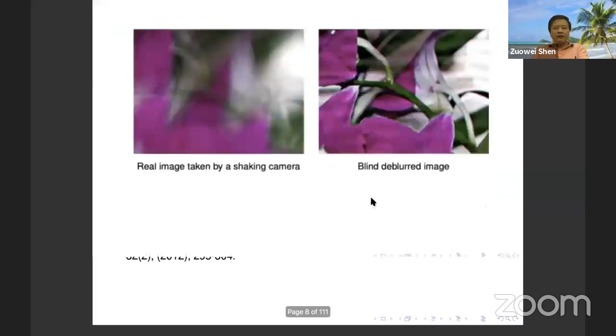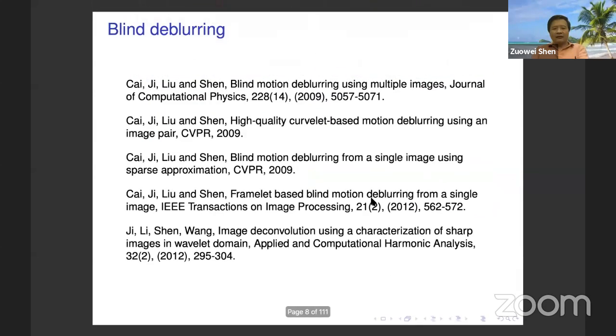Next, it was almost 10 years ago that we had this series of projects on blind deblurring, and at that time it was pretty good, and even some people approached us for further development.